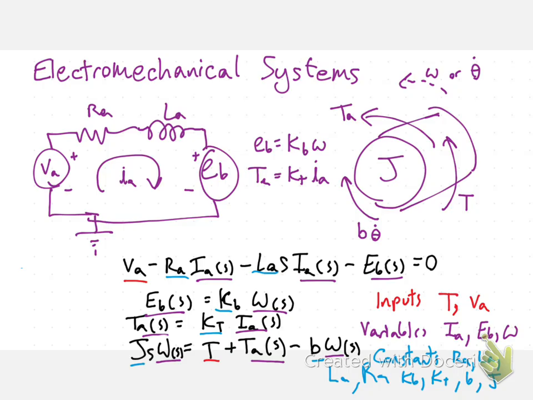So we want to make sense of this by using multi-input, single-output systems. Our output is, from our point of view, we care more about the angular acceleration. So we could say that our output is omega, and we want to get rid of the variables of the back EMF and our current because those aren't of interest to us.